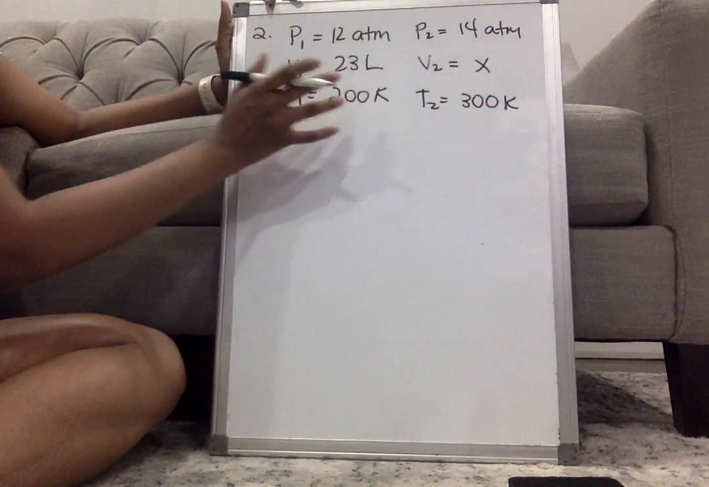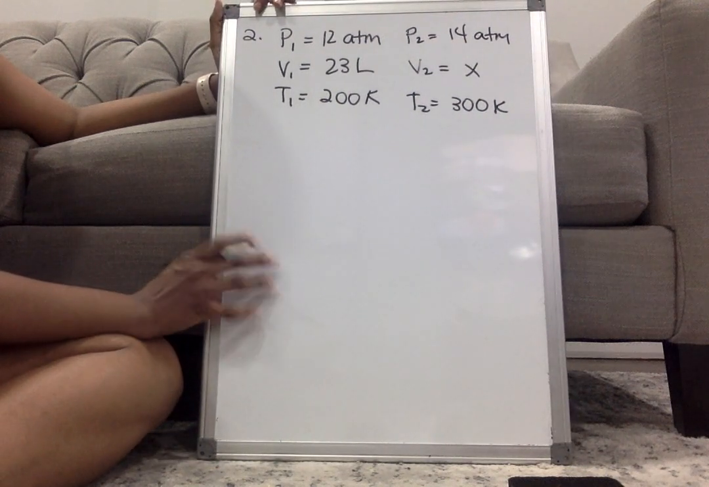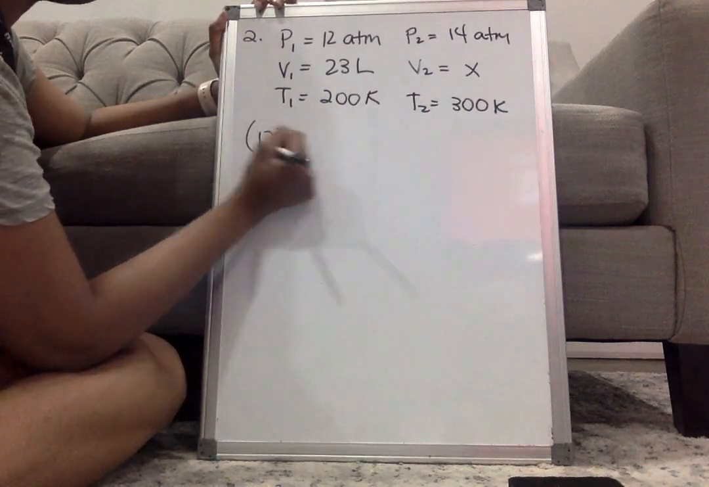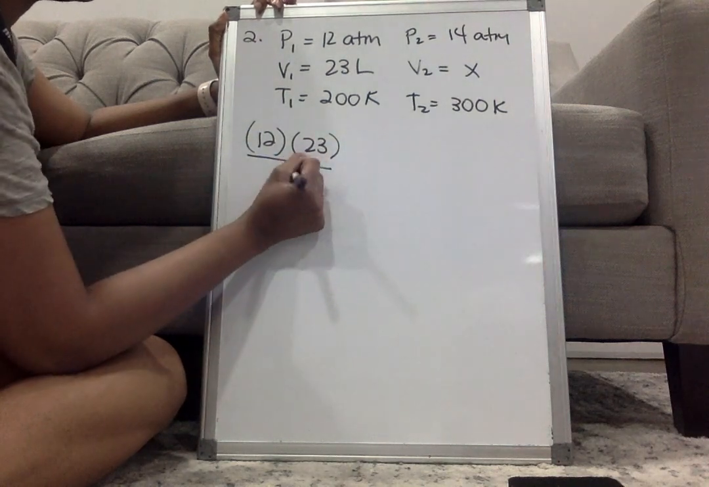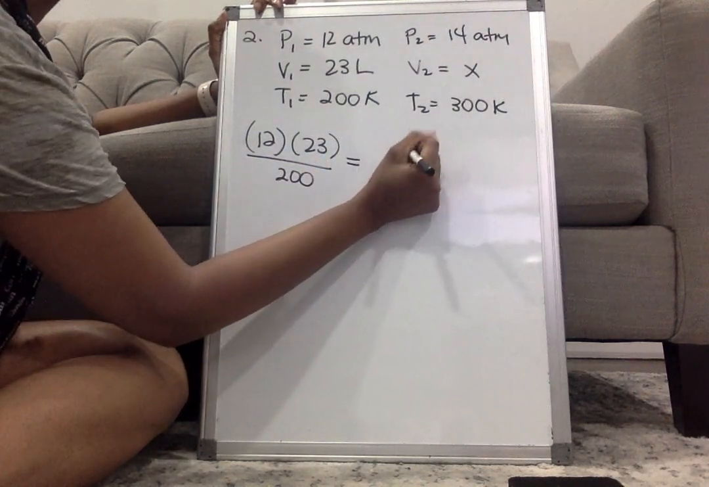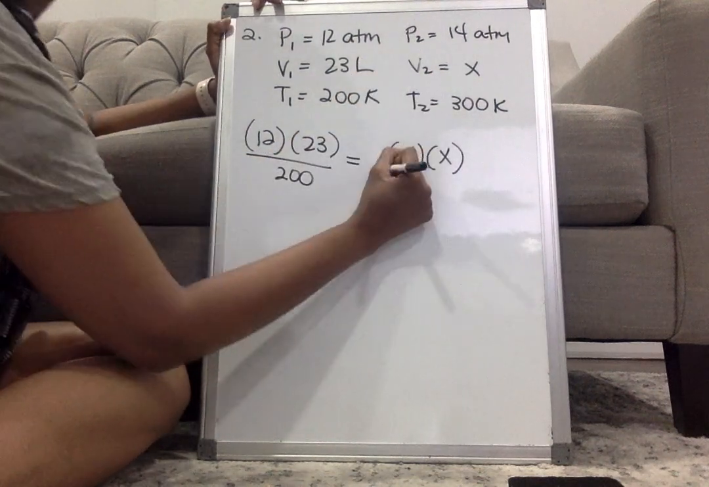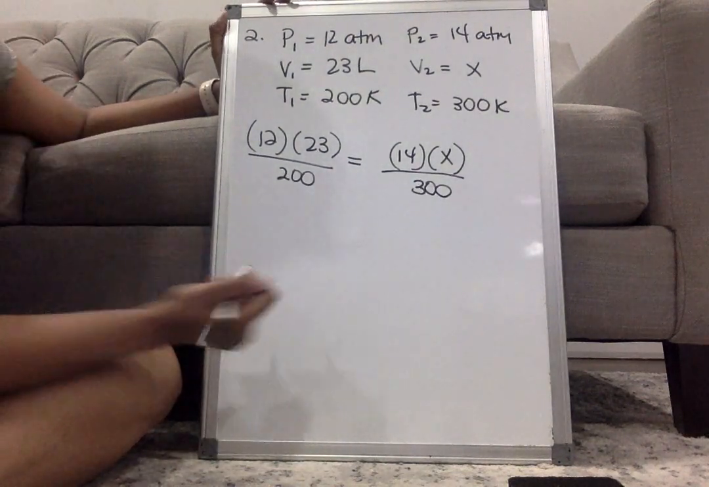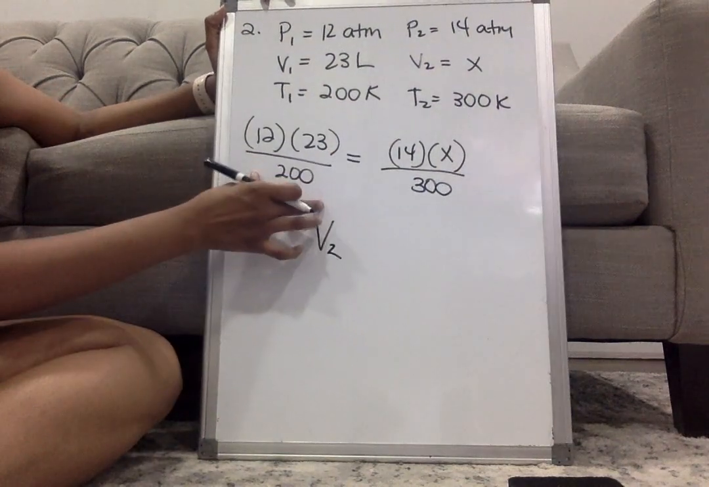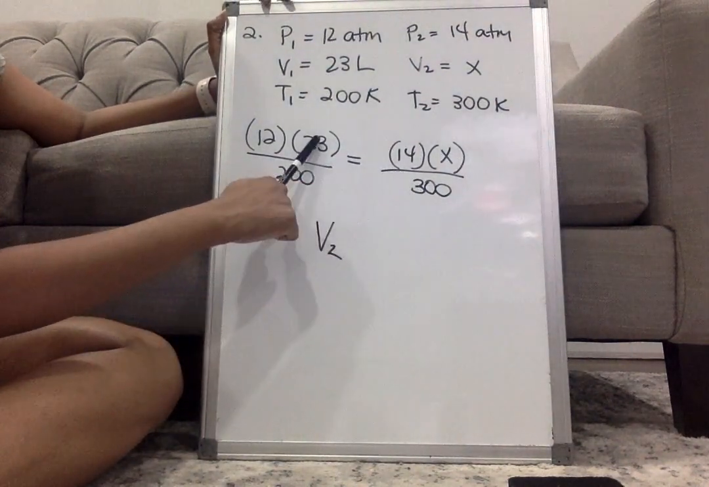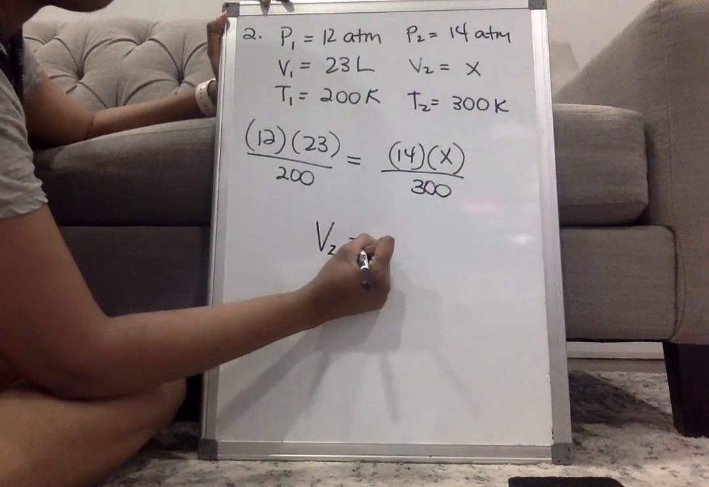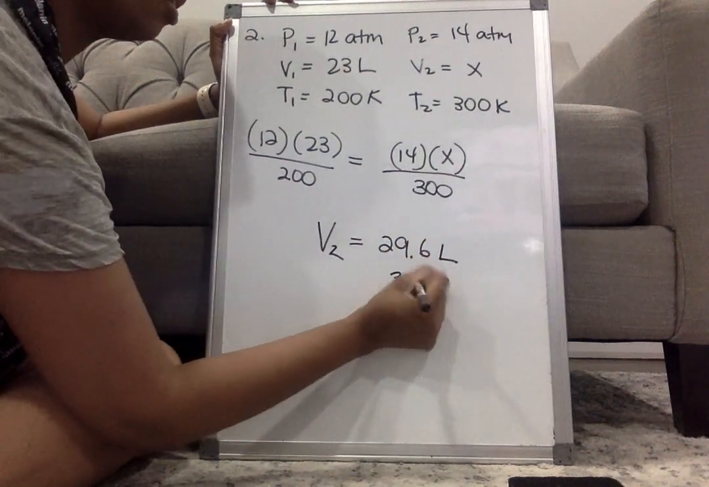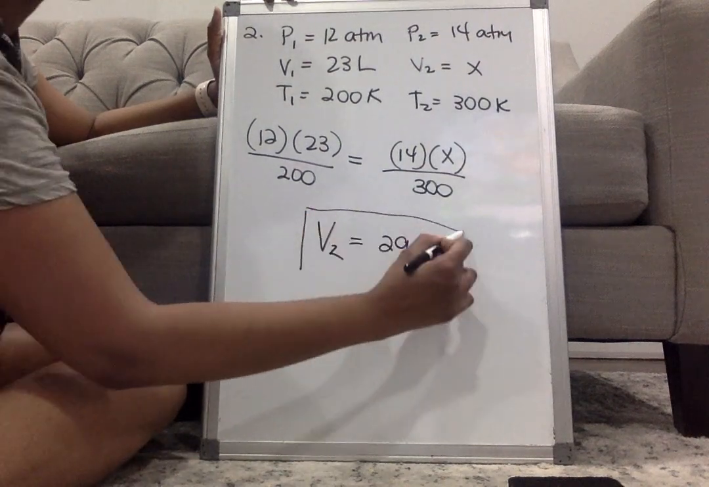So now I'm just going to take all of my numbers and put it into the formula. So we have 12 times 23 divided by 200 equals 14 times x, which is V2, divided by 300. I'm not going to do the math out right now, but once you do the left-hand side, multiply by 300 and divide by 14, we'll find that the final volume is 29.6 liters, and you could round that to 30 liters if you like. So that's the answer for number 2.